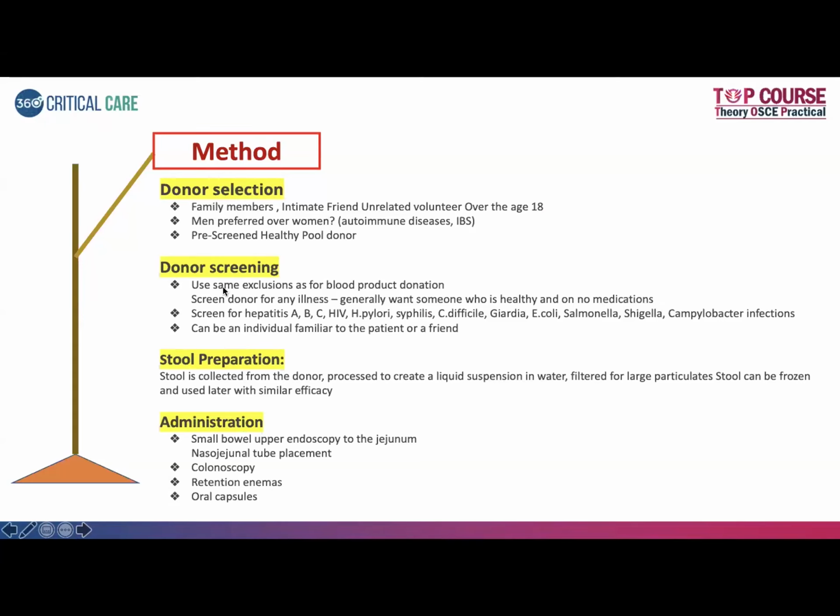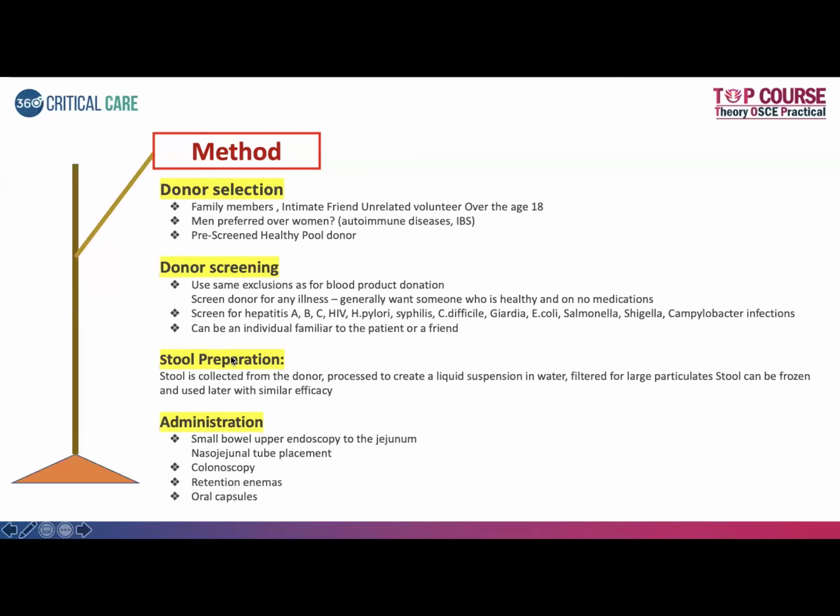Donor screening is similar to blood product donation. We usually screen for certain diseases to make sure the person is healthy. So what are the infections that are screened? Hepatitis A, B, C, HIV, H. pylori, syphilis, C. diff, Giardia, E. coli, Salmonella, Shigella, Campylobacter infections. These are the usual screening.